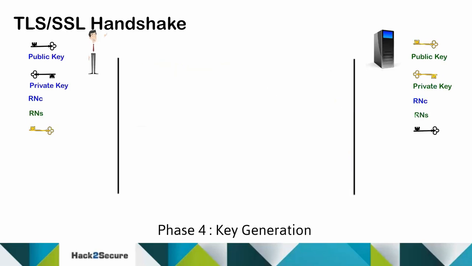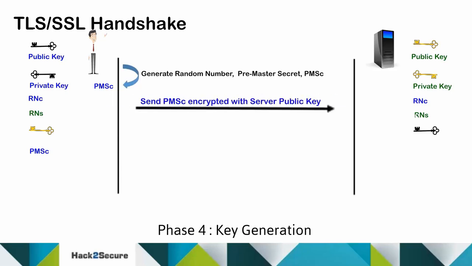Now, once negotiation terms are decided and the identity of both sides is verified, the client generates one more random number called the pre-master secret or PMS. This pre-master secret is encrypted with the public key of the server and is sent to the server side. Since the pre-master secret is encrypted with the server public key, the server can only decrypt it using its secret private key to obtain the original pre-master secret generated at the client's side.